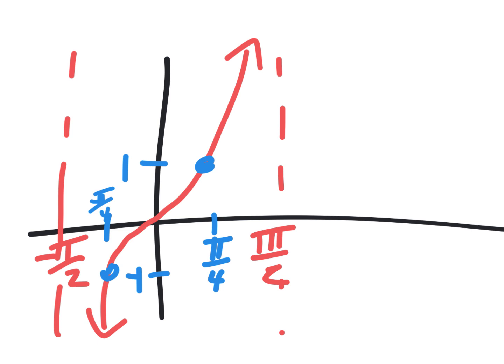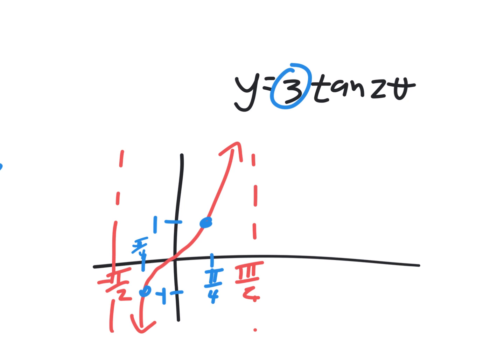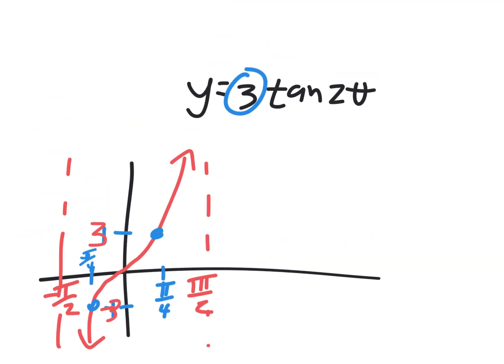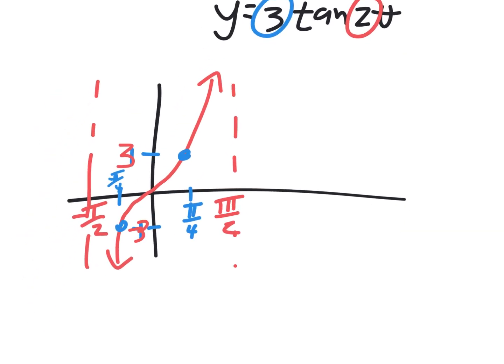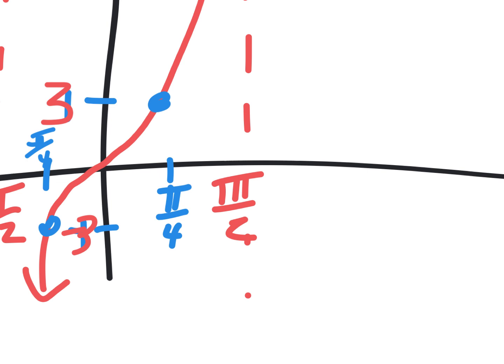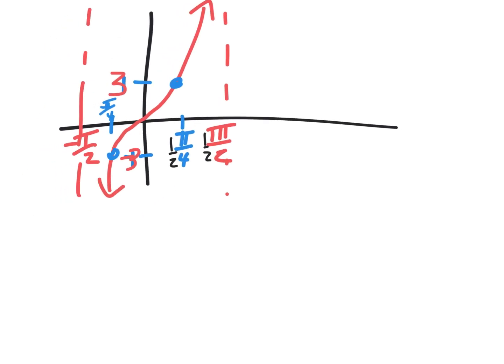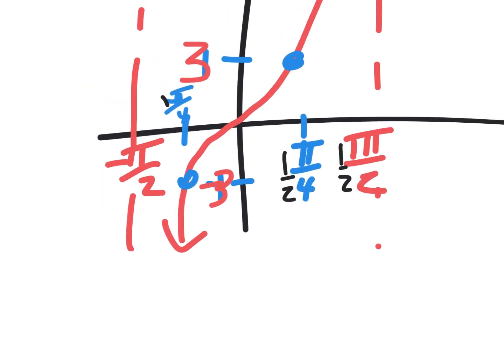Okay, now this 3 here just simply changes this 1 to a 3 and the -1 to a -3. And this 2 here goes through and multiplies by 1/2. Why is it doing the opposite of what you'd expect? Because it's on the inside by the x, by the variable. So it's on the inside, does the opposite of what you'd expect. You multiply by 1/2 everywhere.